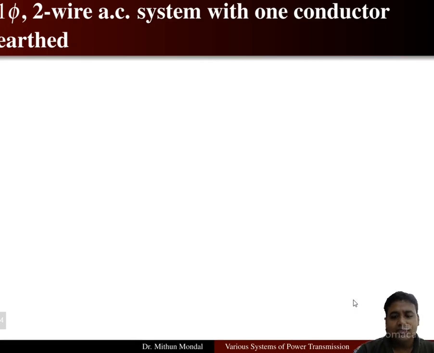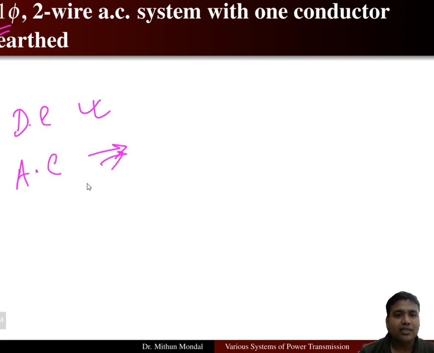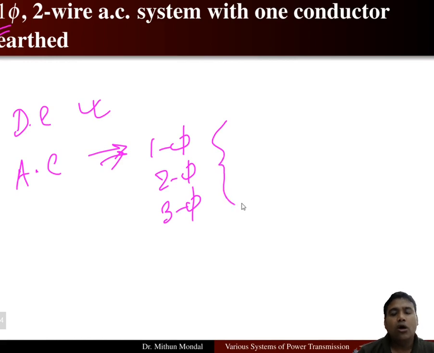So the next system we are going to discuss is single phase. Now all the DC systems we have discussed. Now we will start with the AC system. In an AC system you can have single phase, 2 phase or 3 phase. So these are the 3 possibilities of an AC system.